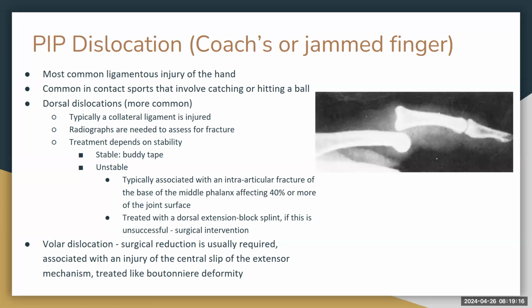A volar dislocation typically requires surgical reduction associated with an injury of the central slip tendon of the extensor mechanism. So if you don't treat these, then they can end, well, they're treated like a boutonniere in your finger.